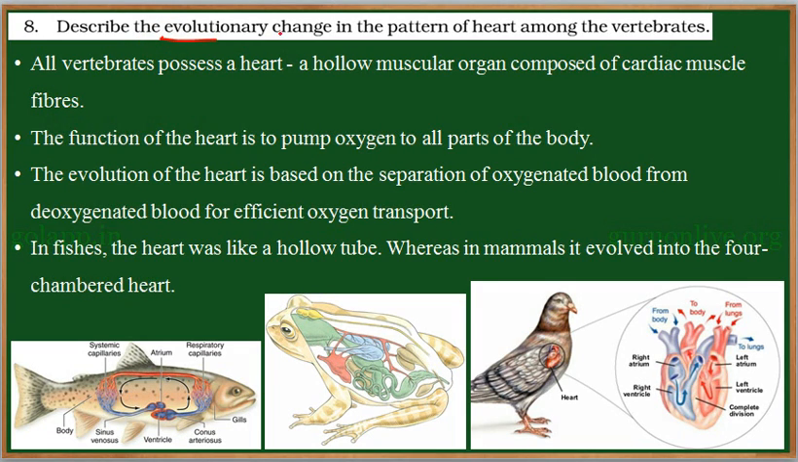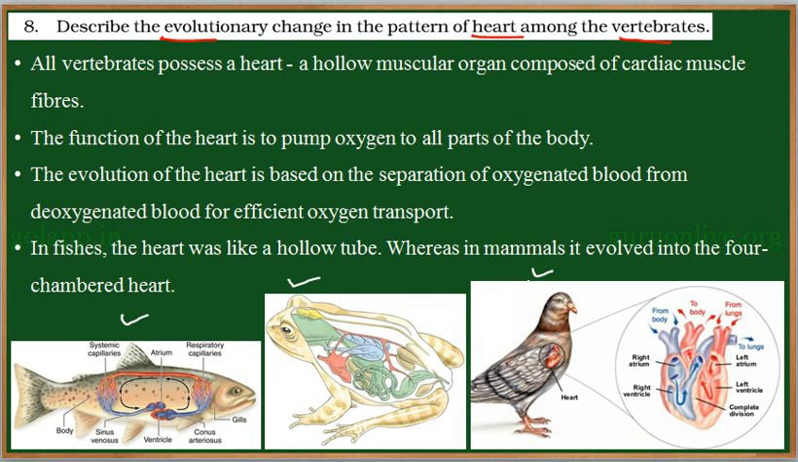Describe the evolutionary changes in the pattern of heart among the vertebrates. So students, here the question is the evolutionary changes in the pattern of heart among the vertebrates. We have to find the evolutionary changes which we see in the hearts of vertebrates. So vertebrates include organisms like Pisces, amphibians, reptiles, aves and mammals.